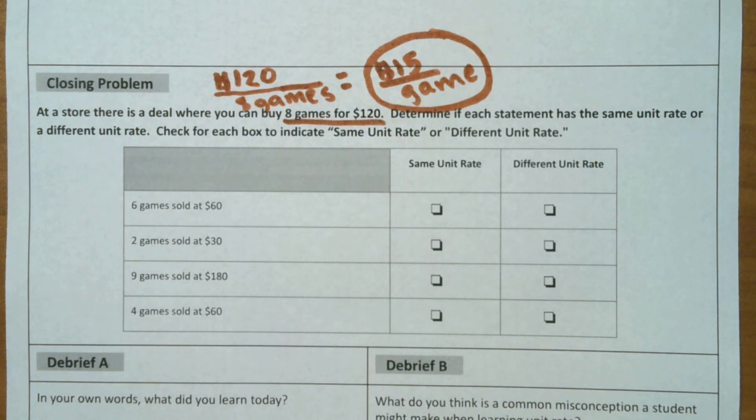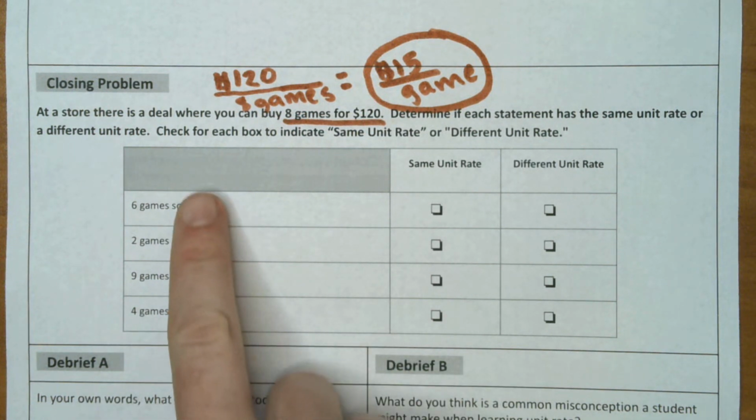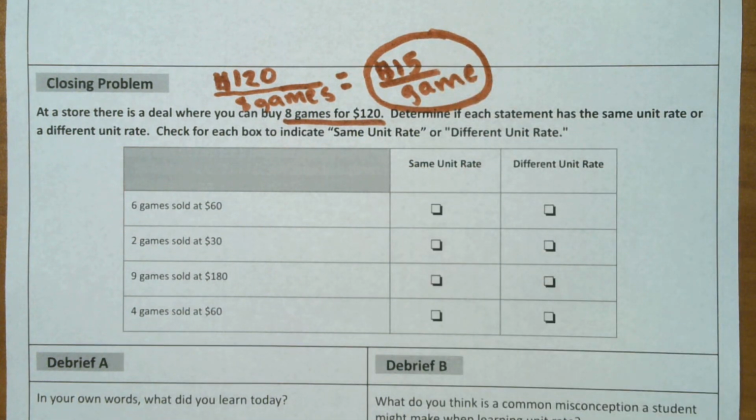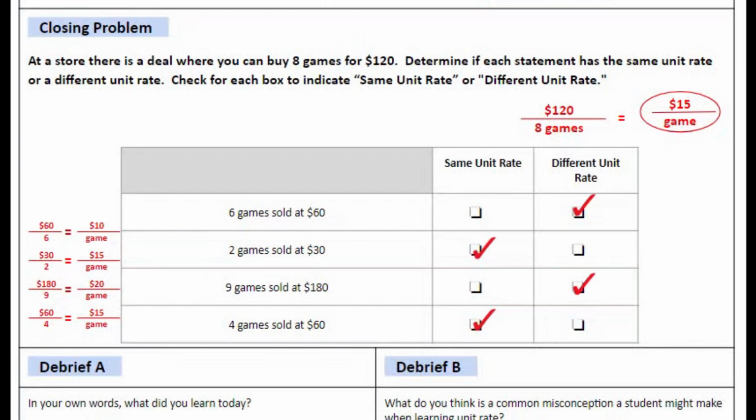So now we need to find the unit rate of each of these. So pause the video and find the unit rate for each of these statements. And if it's $15, check same unit rate. If it's not $15, put a check next to different unit rate. Once you've done that for these 4 statements, come back to the video. Okay, so for the first statement, 60 divided by 6 is 10. So 10 is not the same as our original unit rate 15. So for the first box, you should have checked different unit rate. Pause the video, check your work for the rest of these, and then come back to the video.